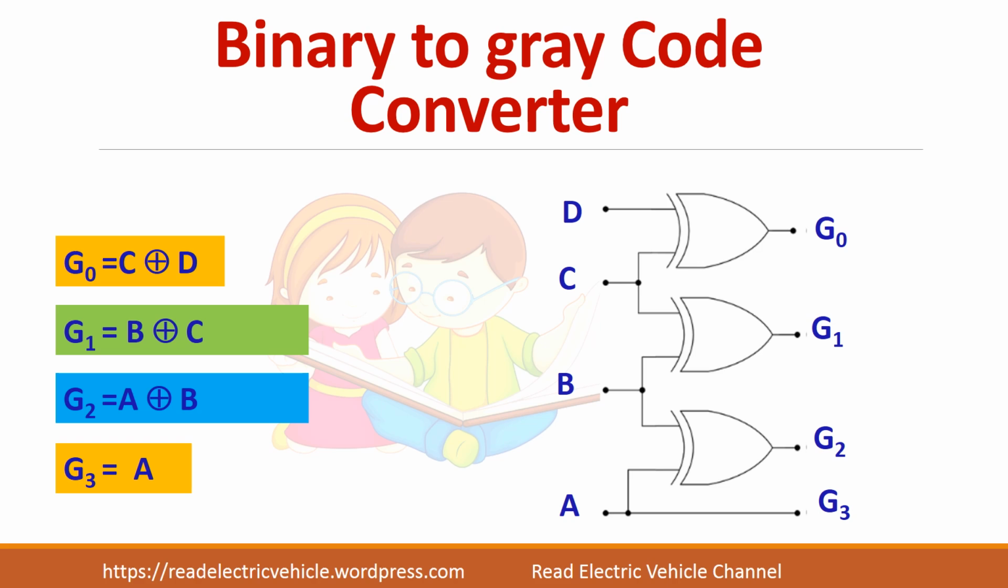We can see that the binary to gray code converter involves only 3 exclusive OR gates. You can see here G0 is exclusive OR of C and D. So C and D exclusive OR will give you G0. For G1, B exclusive OR C, and for G2, A exclusive OR B, and G3 is equal to A.